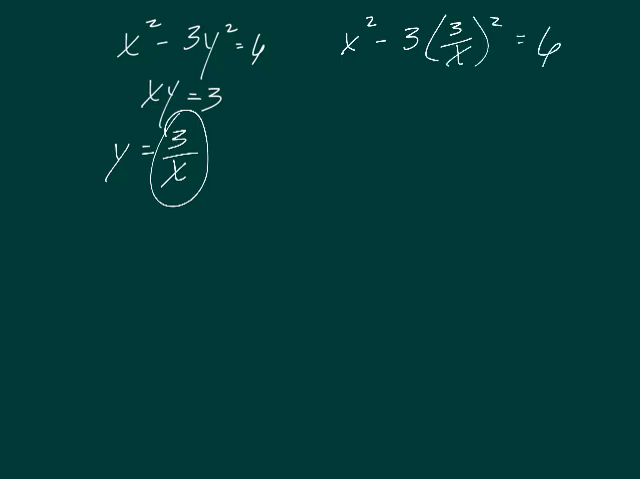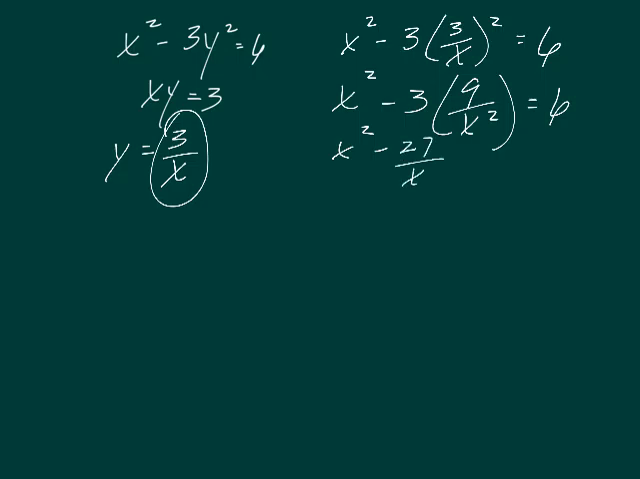This isn't as scary as it's looking. Let's go ahead and square the inside there. 9 over x squared. Distribute the 3. Okay, so at this point, look at what we've got here. We have a denominator. Whenever we have a fraction, in order to get rid of the fraction, we multiply the entire equation by that denominator. And in this case, it's an x squared. So let's multiply the whole thing by x squared.